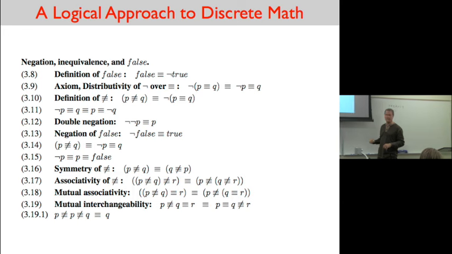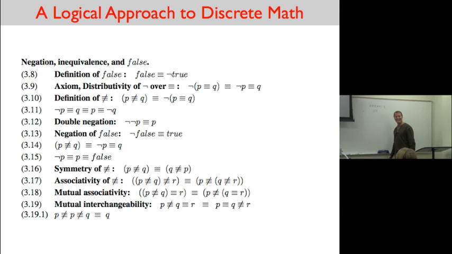If you're proving 3.19, you can't use 3.19. You've got to use one that went before. I think it was 3.18. Well, 3.18 is just associativity. Damn it, I did use 3.19. You can't use 3.19 to prove 3.19. Oh, back to the drawing board.